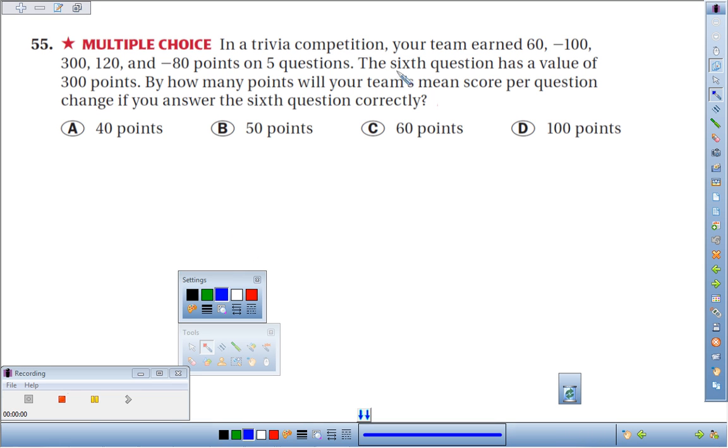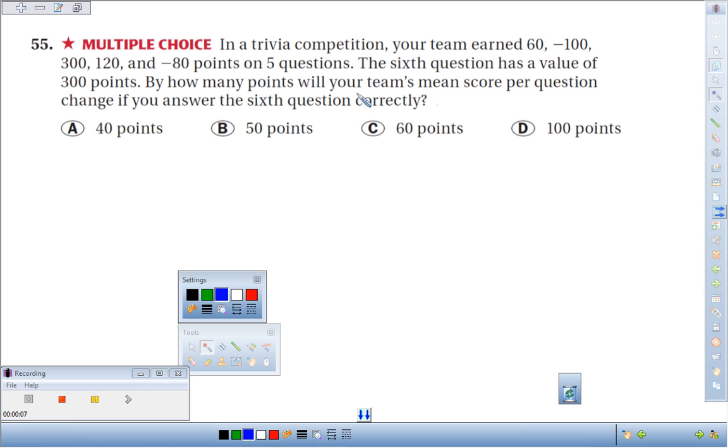In a trivia competition, your team earned 60, negative 100, 300, 120, and negative 80 points on 5 questions. The sixth question has a value of 300 points. By how many points will your team's mean score per question change if you answer the sixth question correctly?